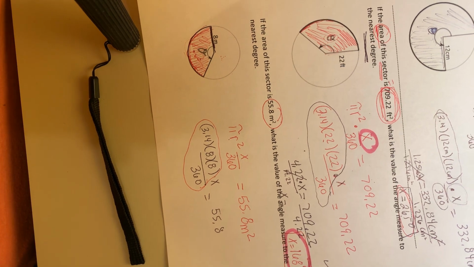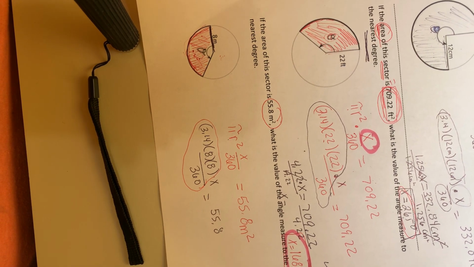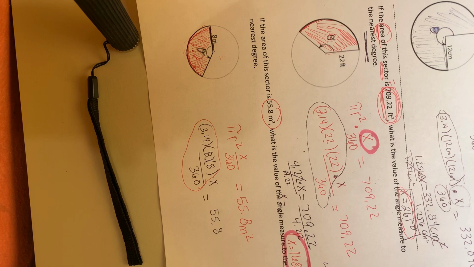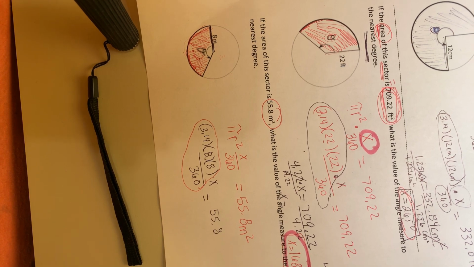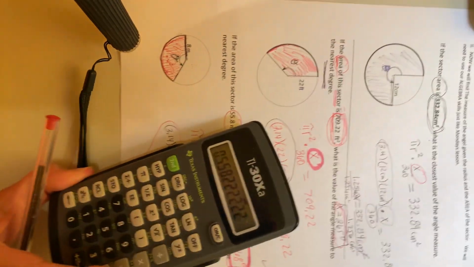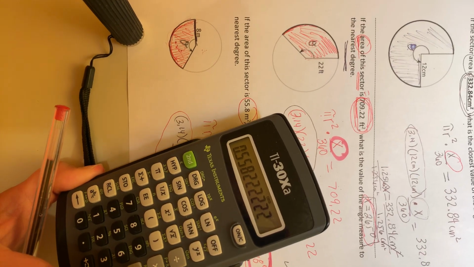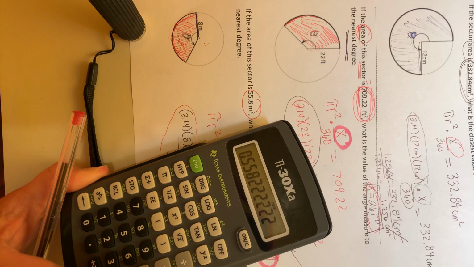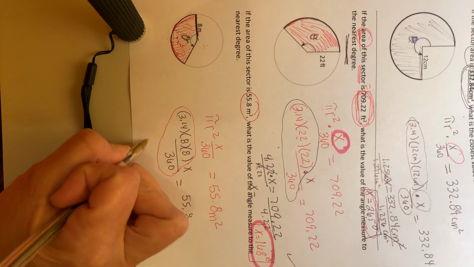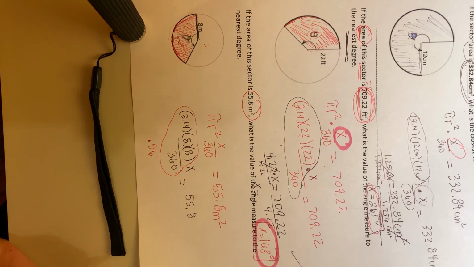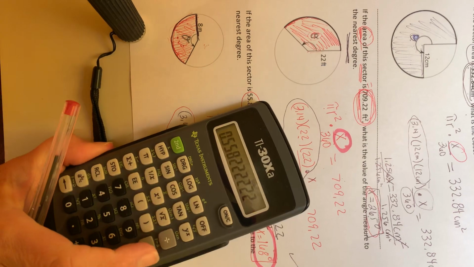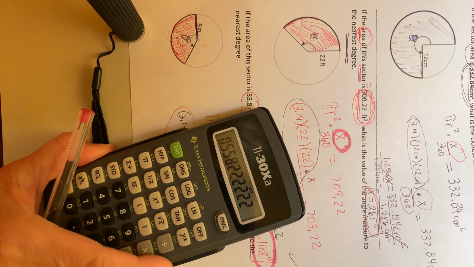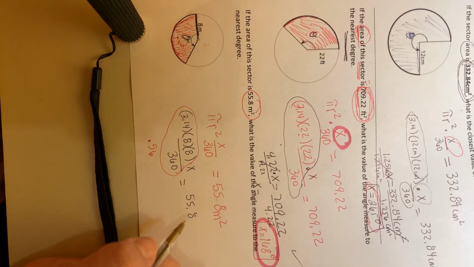What did you guys get? Good. Did you get 0.558222? So I'm going to put 0.56 for mine. I'm going to round to the nearest hundredths. 0.56.